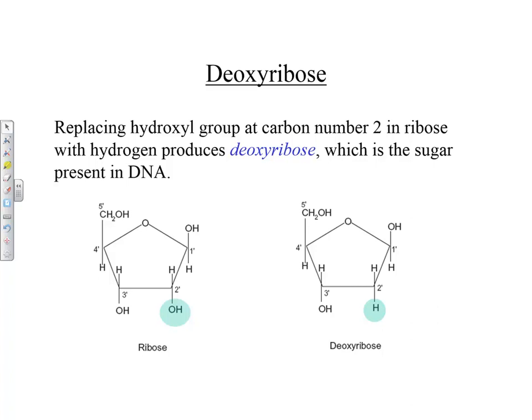Now, we have talked about ribose. Ribose is a 5-carbon sugar, 1, 2, 3, 4, 5, and it has this structure in aqueous solution. Now, you will notice that I have put 1 prime, 2 prime, 3 prime, 4 prime, and 5 prime here. I didn't put 1, 2, 3, 4, 5. There is a reason for this, because most of the time that you're working with this ribose or deoxyribose, it is going to be part of a DNA or RNA molecule.